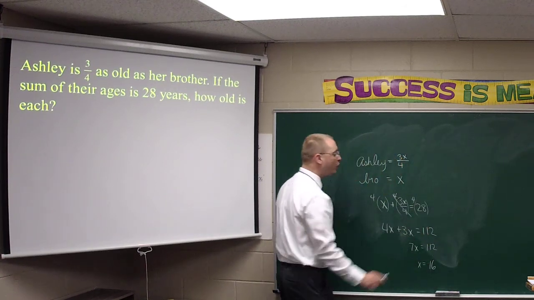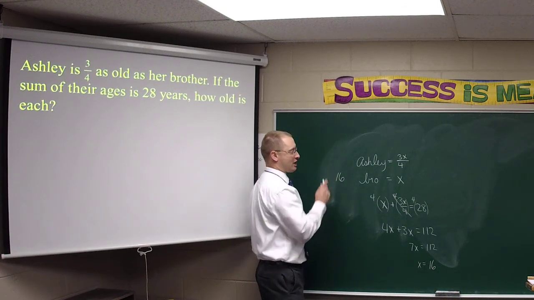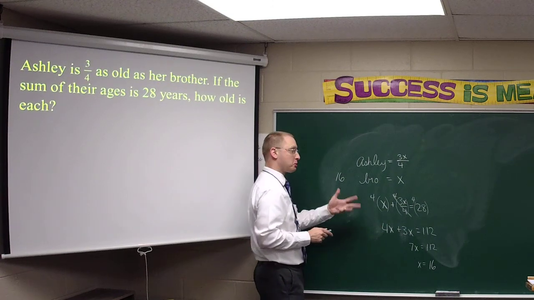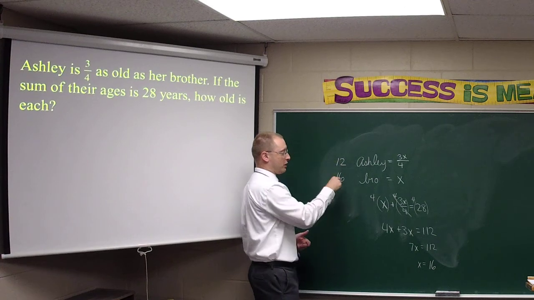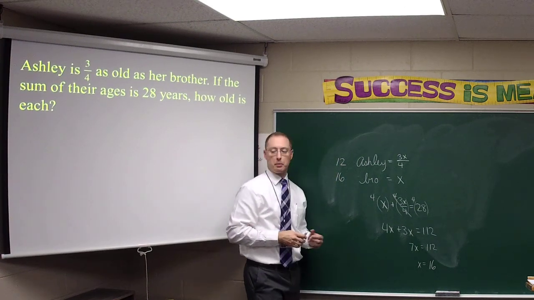16. So that means who is 16 years old, class? The brother. How old is Ashley? She's 3/4 of that, right? 1/4 would be 4. She's 3/4. 3/4 of that would be 12. And does the sum of their ages equal 28 years? Yeah, so the word problem checks out.